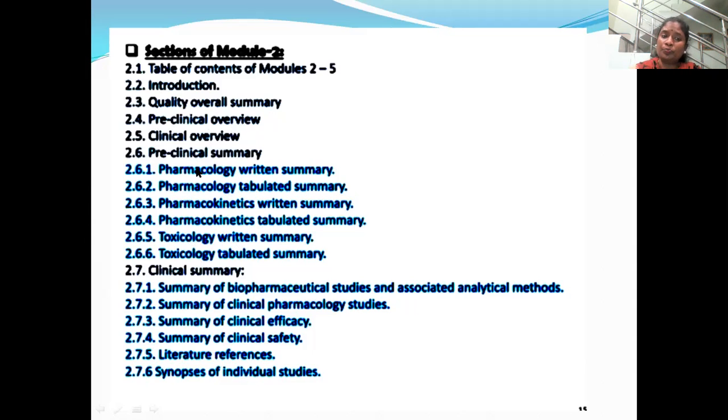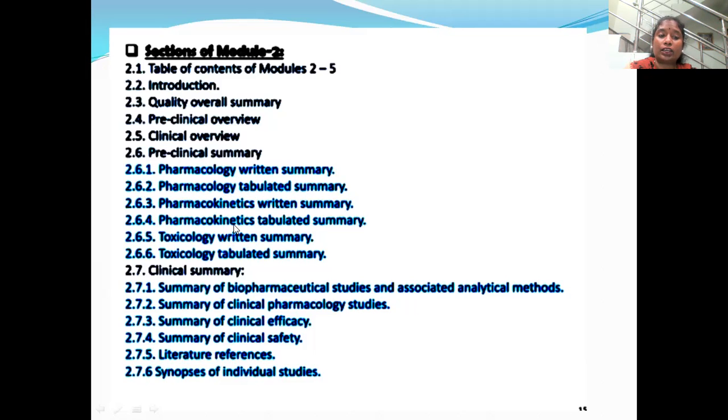Pharmacology is nothing but mechanism of action, therapeutic use, what are the adverse effects, and how much dose we need, and what is the bioavailability, all those things, means adverse effects, and drug contraindications, what are the drug interactions, drug food interactions, and toxicological study, everything will be in the pharmacological study. So we have to submit in a written form, and also the tabular form we have to submit that summary.